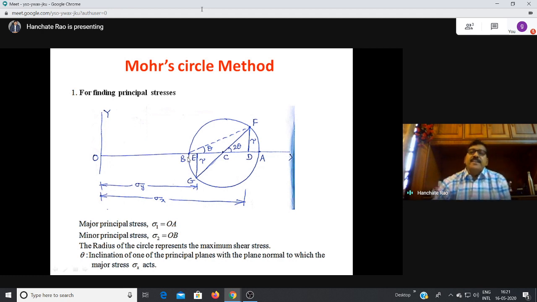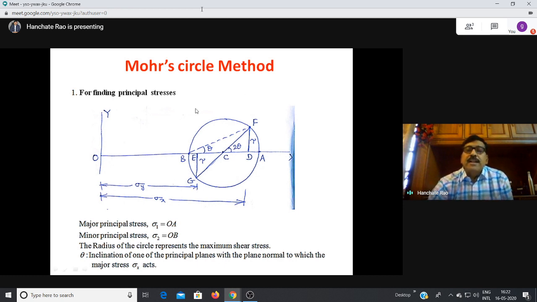Which cuts the x-axis at A and B. Now if you measure OA, you get the major principal stress. If you measure OB, you get the minor principal stress. And if you measure the angle ACF, or FCA, that gives angle 2 theta of the major principal plane. So take half of that, you get theta, that is the location of the major principal plane. Add 90 to this, you get the minor principal plane.